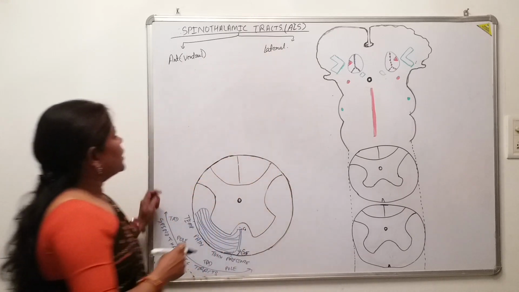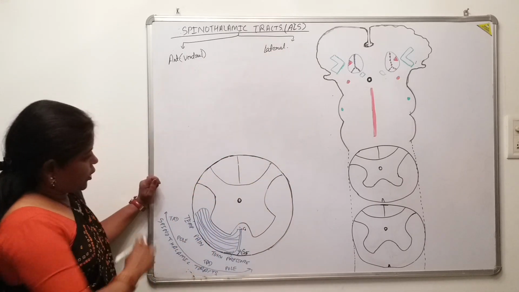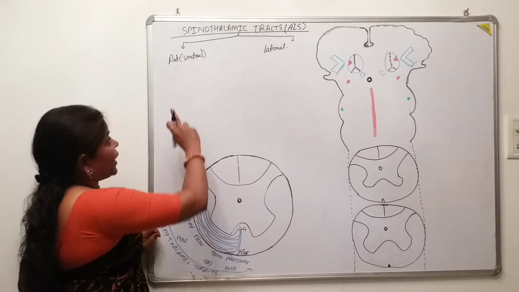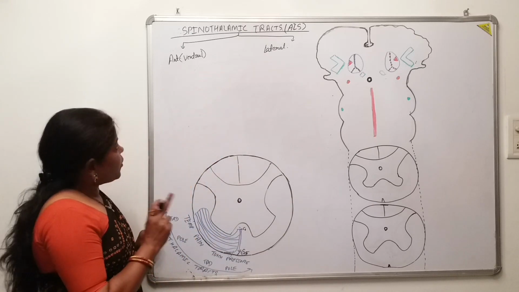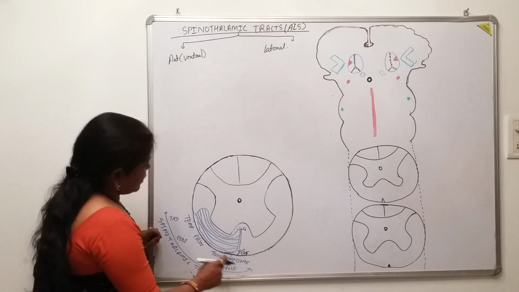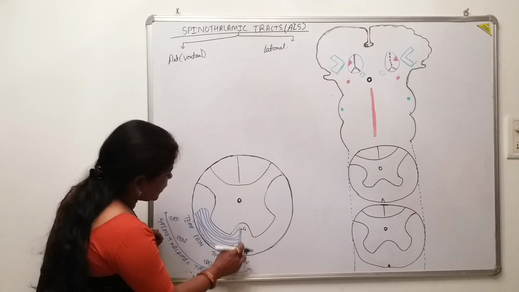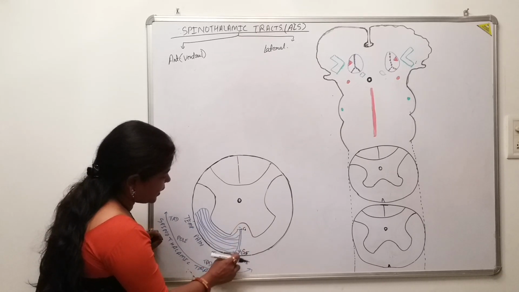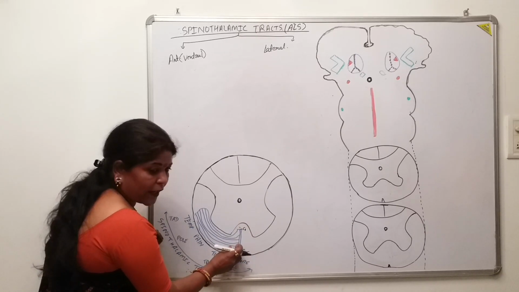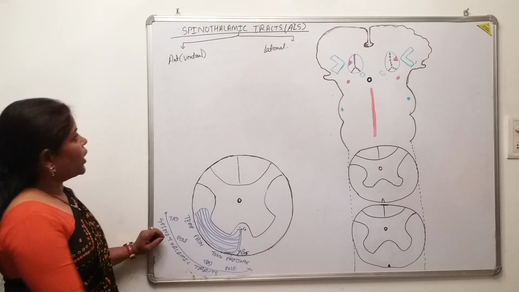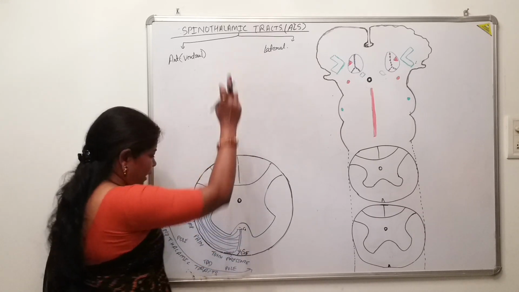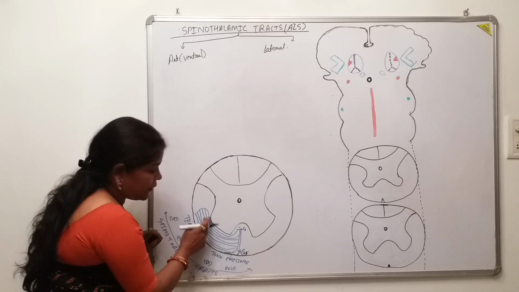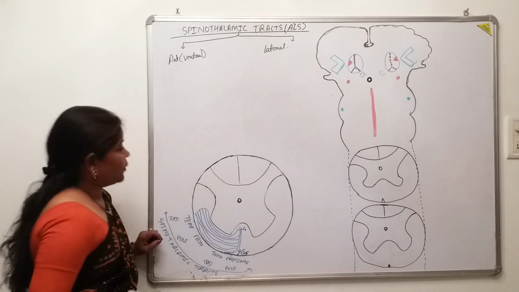Okay, so the two tracts, where are they placed? Look at this diagram. Why is it also known as the anterolateral system? The anterior spinothalamic tract is confined in the anterior white column of the spinal cord, whereas the lateral spinothalamic tract is confined in the lateral white column of the spinal cord.